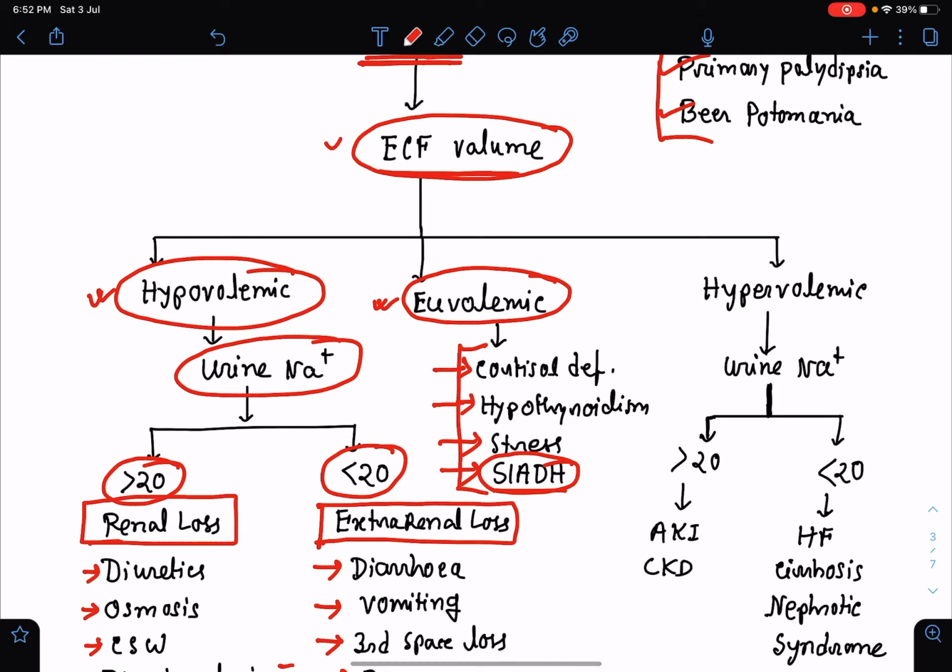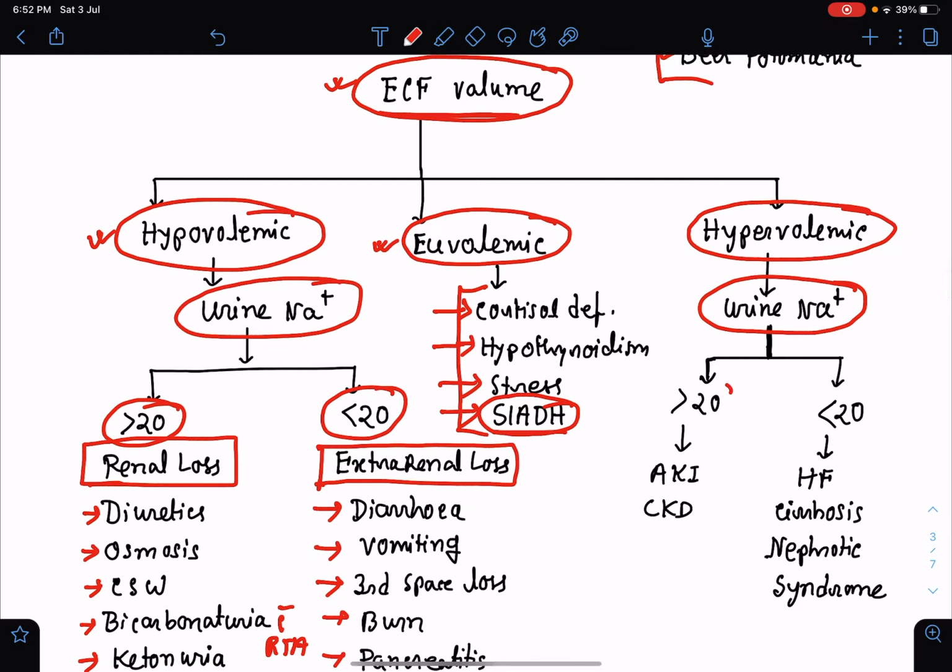Now, if extracellular fluid volume is more, that means there is visible edema and ascites, then it is known as hypervolemic hyponatremia. In that case, again, we look for urinary sodium. If urinary sodium is more than 20, it is because of renal loss, due to acute kidney injury or chronic kidney disease. And if urinary sodium is less than 20, it may be because of heart failure, liver cirrhosis, or nephrotic syndrome. So this is about hypervolemic hyponatremia.